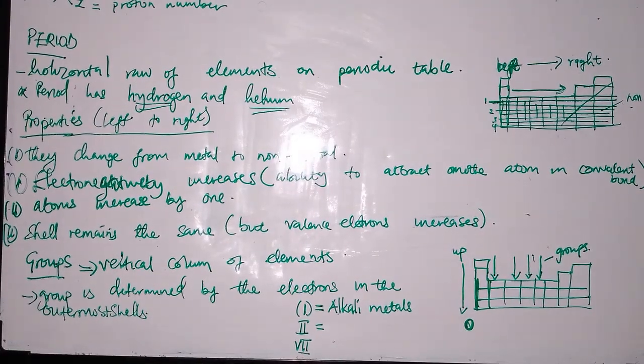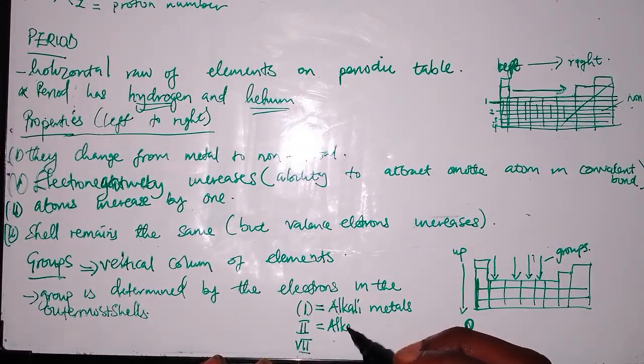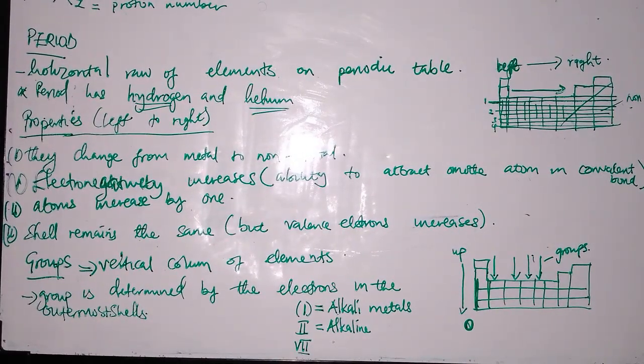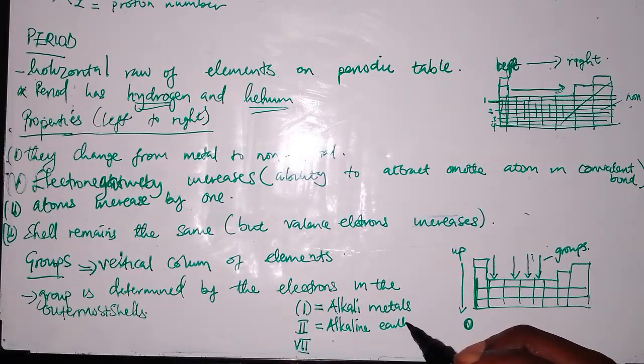Then when you talk about group 2 elements, these group 2 elements are known as alkaline earth metals. You have to know the difference. Group 1 are alkali metals, group 2 are alkaline earth metals.